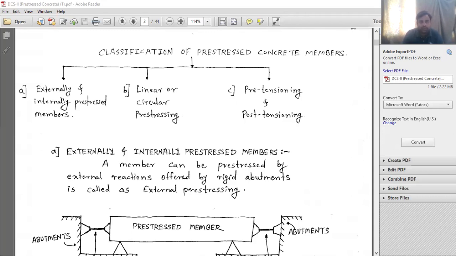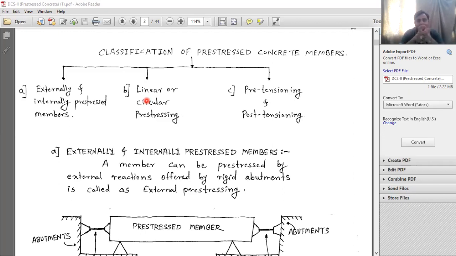So, classification of prestressed concrete members. Basically it is divided into three categories. Some base should be there for classification, so on this basis it is classified. These are the three bases A, B, and C. First, the classification is done on externally and internally prestressed members. So we apply the prestressing force externally or internally, and the classification depends on that.